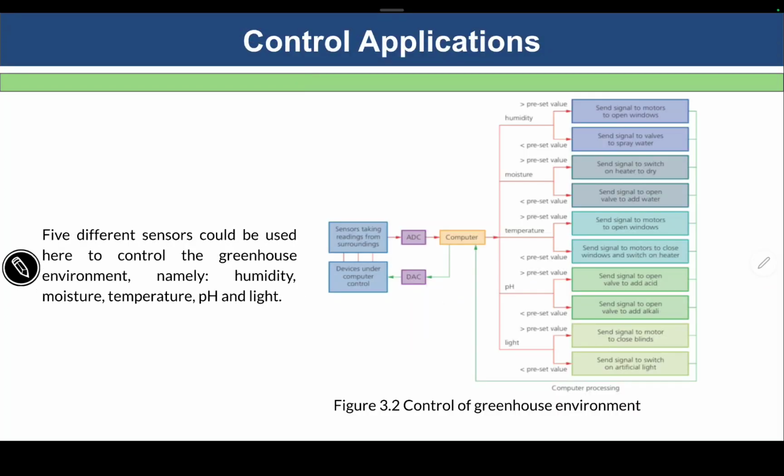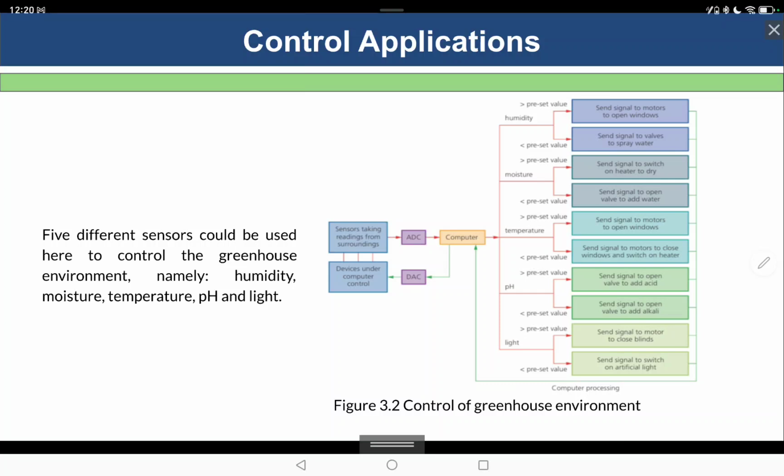Okay, now let's look at another control application, which is a greenhouse. This is a great example of how multiple sensors work together. This greenhouse uses 5 different sensors: a humidity sensor, a moisture sensor to make sure the plants are not too dry or too wet, a temperature sensor to control the heating or cooling, a pH sensor to keep the soil acidity at the right level, and a light sensor to turn artificial light on or off depending on the sunlight level. The sensors take readings from the surroundings, the readings are converted using an ADC, and the data is then sent to the computer.